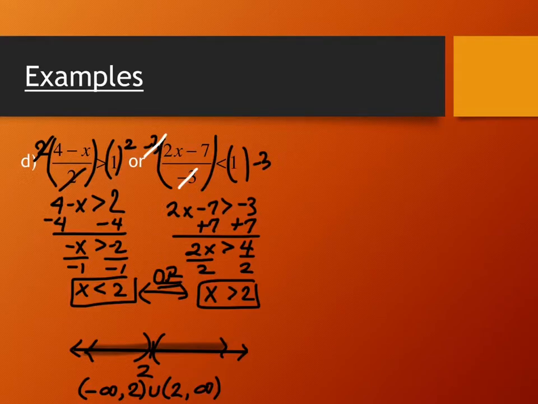Okay, so what if this had said and in between? What if instead of saying or, it said and? X is less than 2 and x is greater than 2. What would happen if it said and in between? It'd be both. Say that louder. It wouldn't be anything. There are no numbers that are both greater than 2 and less than 2.